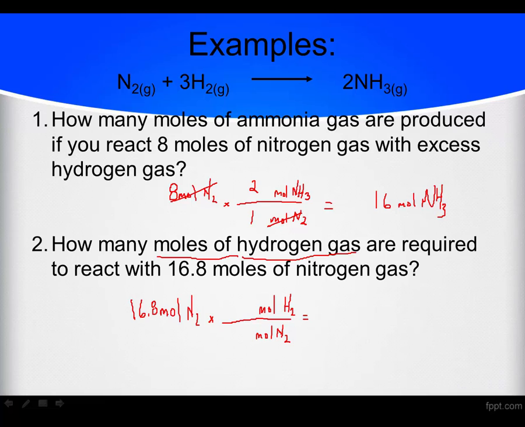How many moles of hydrogen? 3. How many moles of nitrogen? 1, right? Because hydrogen says 3, nitrogen, there's a 1 coefficient out there. So 16.8 times 3 gives us 50.4 moles of hydrogen.